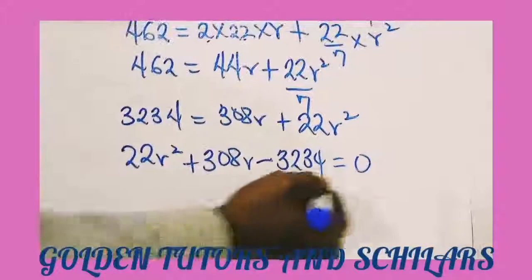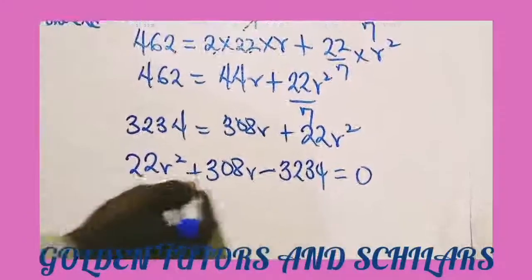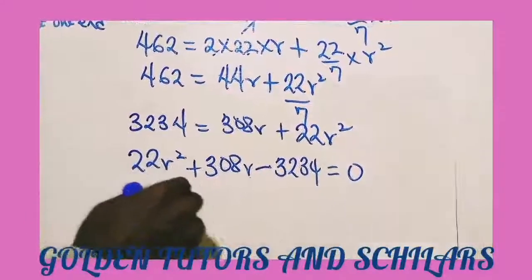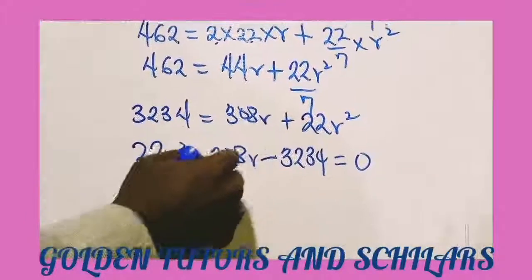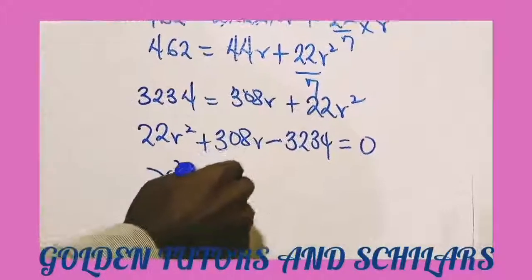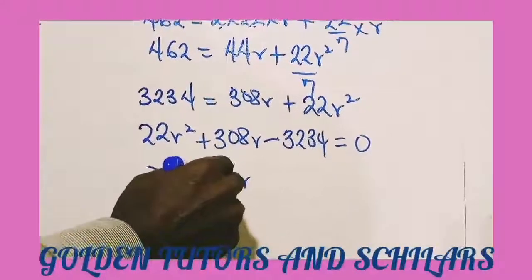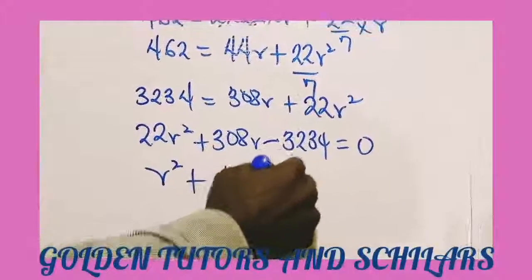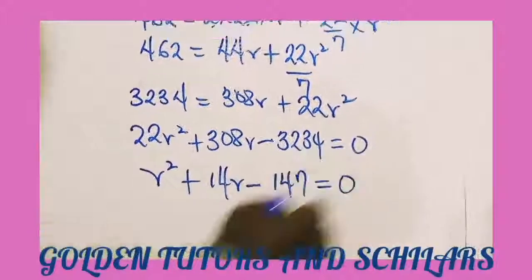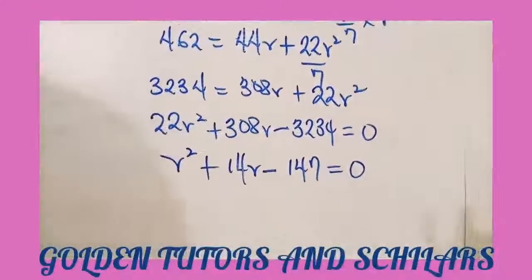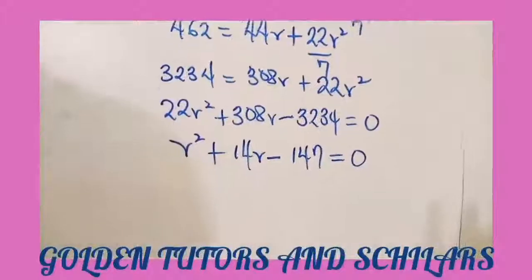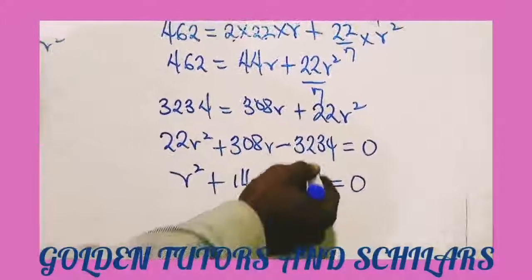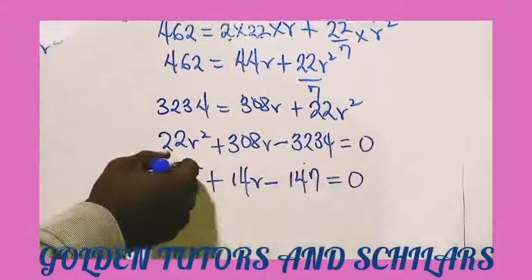because we have very large numbers here, we can reduce it by dividing each term by 22. If you divide this by 22, you are going to have r squared plus, divide 308r by 22 to give you 14r here. Then if you divide this by 22 to give you minus 147 equals 0. Now we can solve this quadratically. You use this constant to multiply the first term here.